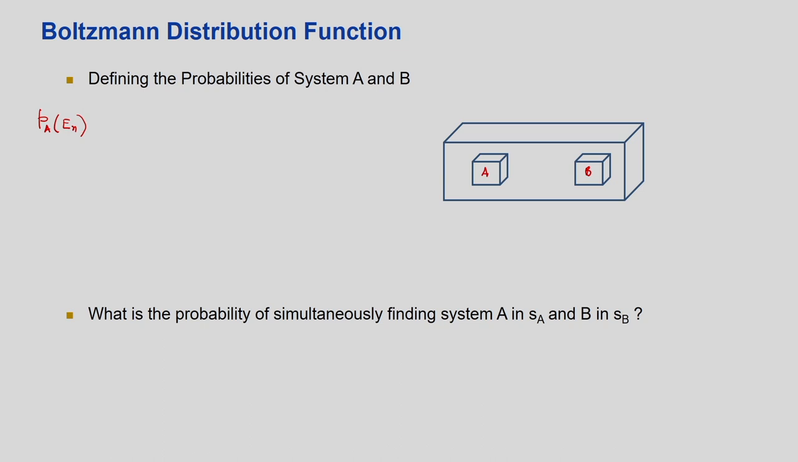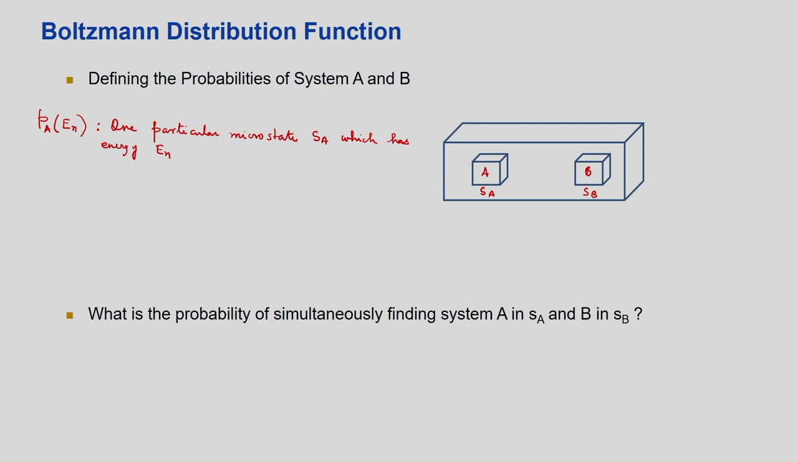What is this PA(En)? It is the probability of locating a subsystem A in one particular microstate SA, where I am writing SA as subsystem A and SB as subsystem B, which has energy En. Okay? There may be many such microstates having En.